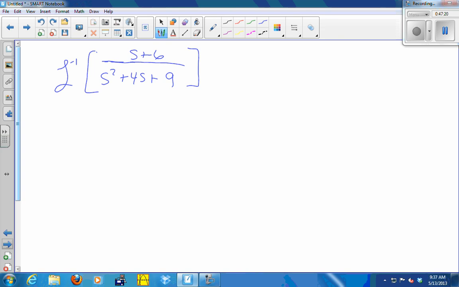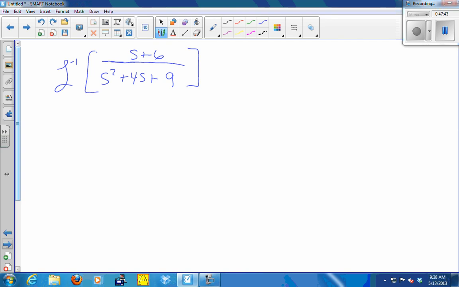Is there anything that it could possibly look like? If s squared plus 4s plus 9 factored, I would use partial fractions to get my two denominators to be linear. But does s squared plus 4s plus 9 factor? So we complete the square. The only way you can take an inverse Laplace transform of something that has a quadratic in the denominator is if it looks like a particular way.